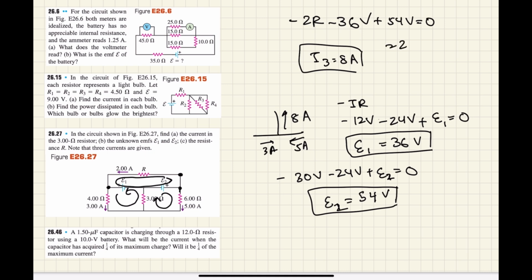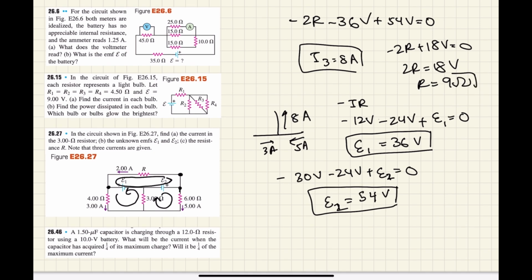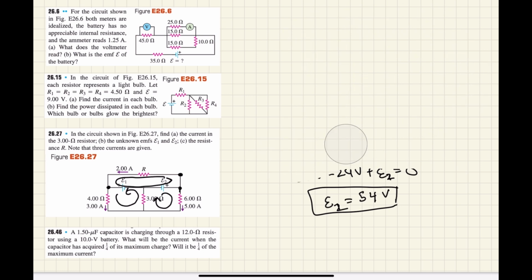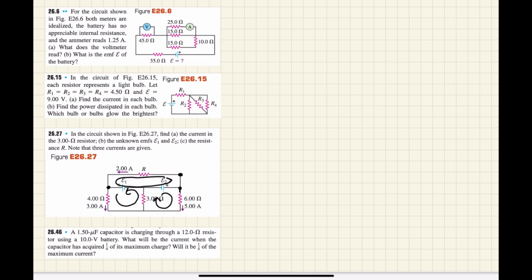And so negative 2R plus 18 volts is equal to 0, which means 2R is equal to 18 volts, or R is equal to 18 volts over 2, but since 2 is in amps, it's volts per amp, which is ohms. So R is equal to 9 ohms. So yeah, that was a pretty easy example of Kirchhoff's laws. I would suggest doing more practice on Kirchhoff's laws because you can get some ugly problems that require you to do systems of equations to find the resistances.